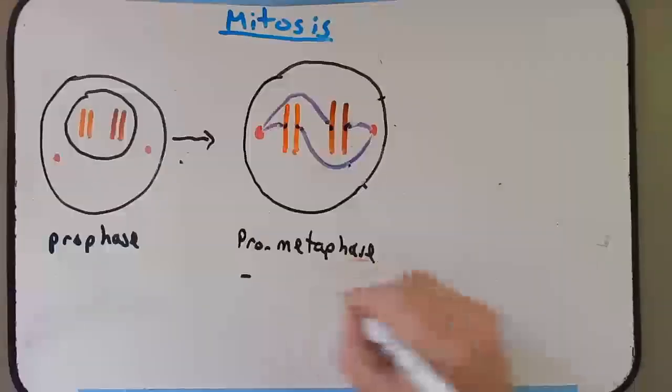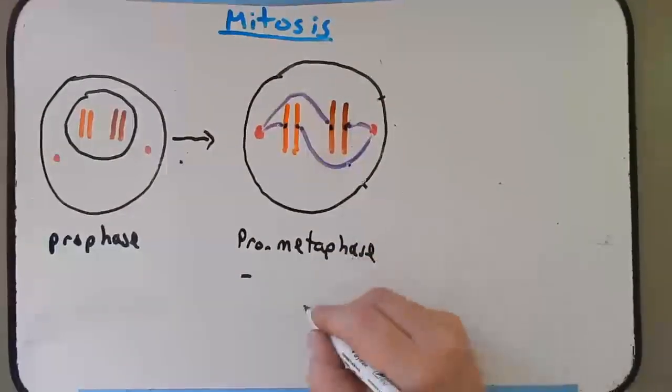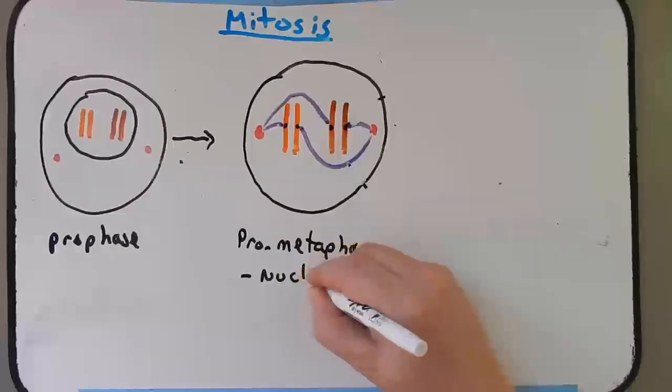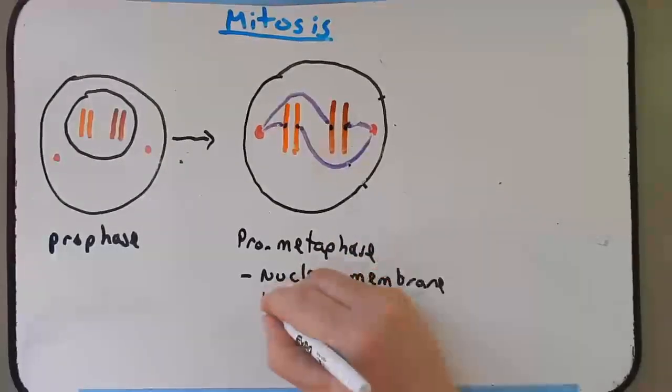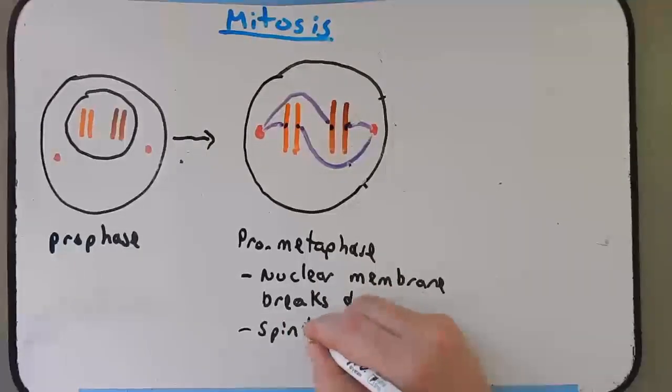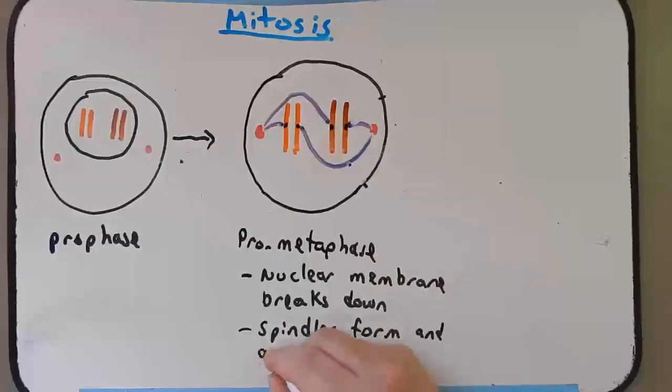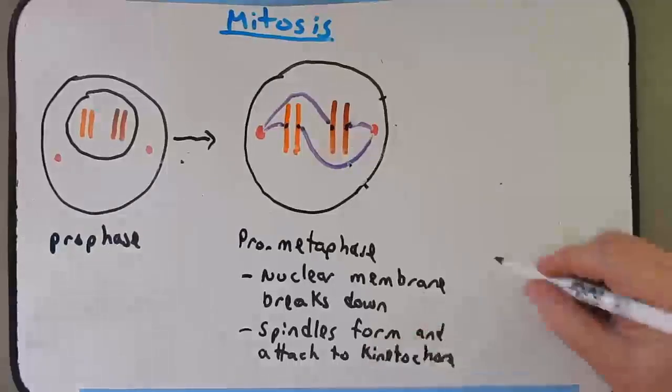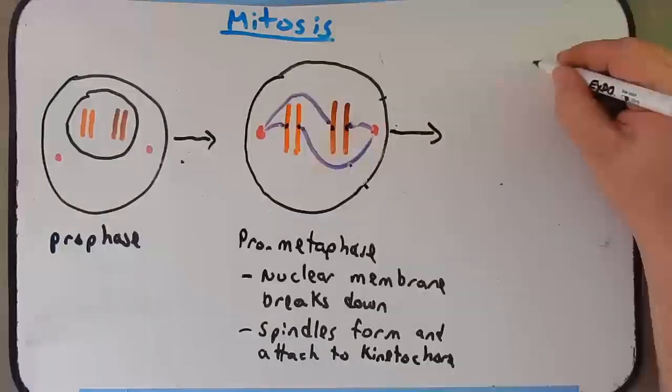Though I should have written down here what are the hallmarks of prometaphase. I said it, but let's write it down. Nuclear membrane breaks down. Spindles form and attach to kinetochore. So let's talk now about metaphase.